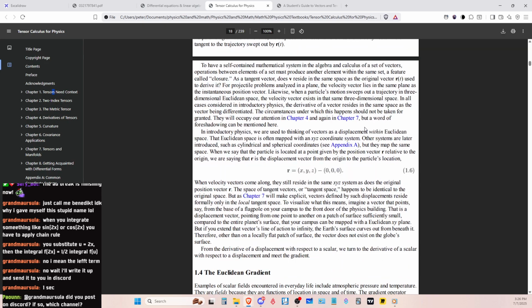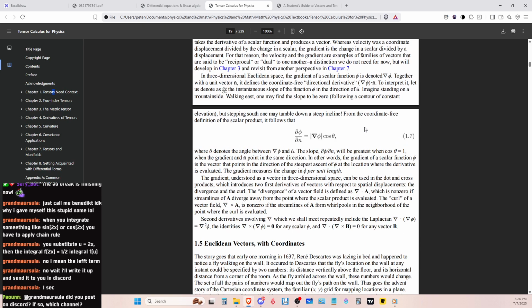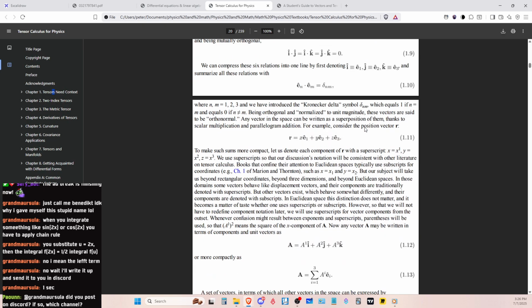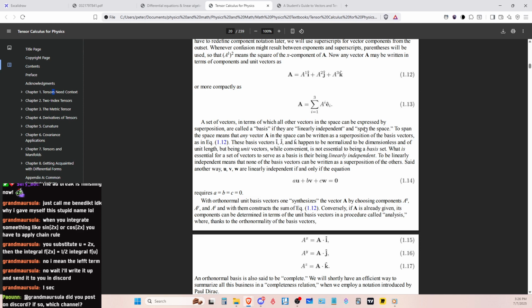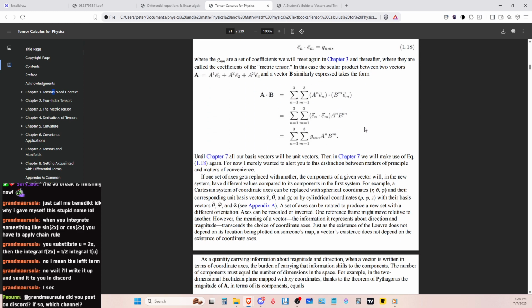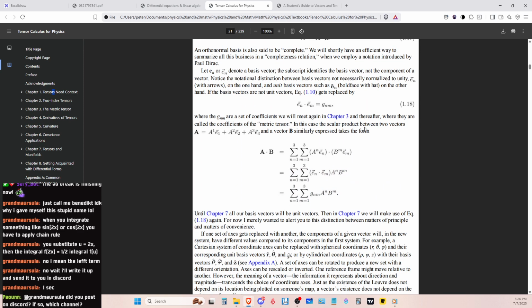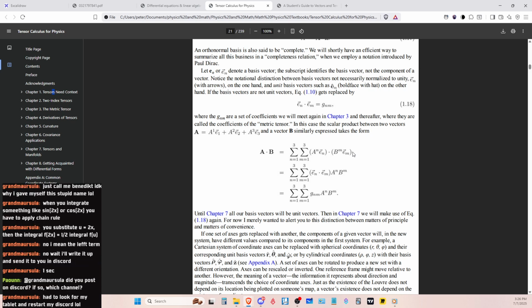So it looks like they tell you about the gradient. They briefly go over some stuff that you have to know. Yeah, here are the components, like the subscripts and the superscripts. I had to look at my tablet and restart my Discord. That's okay.